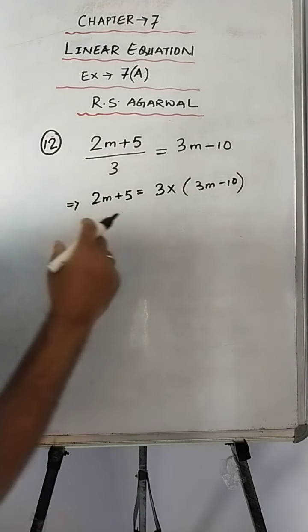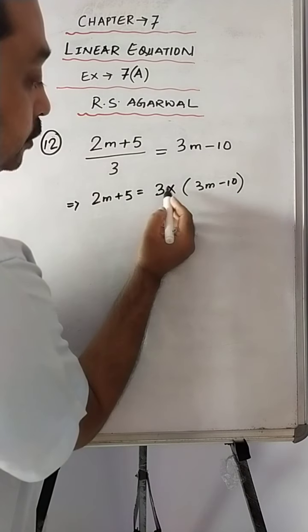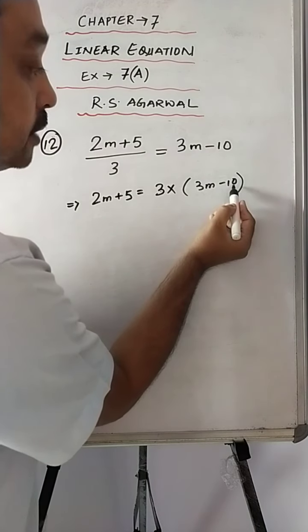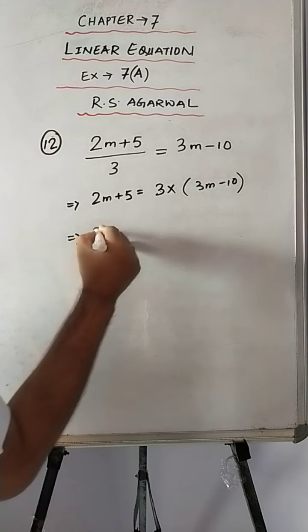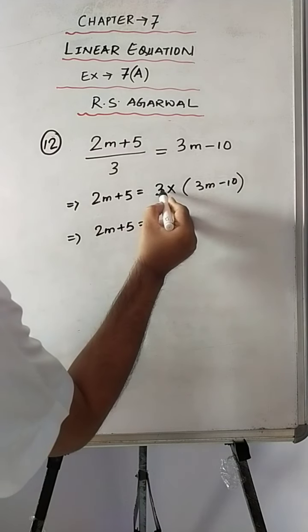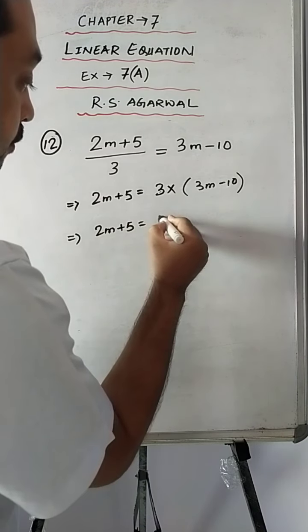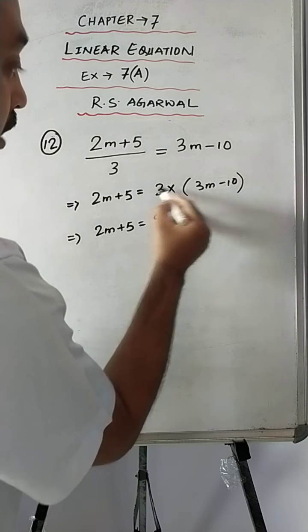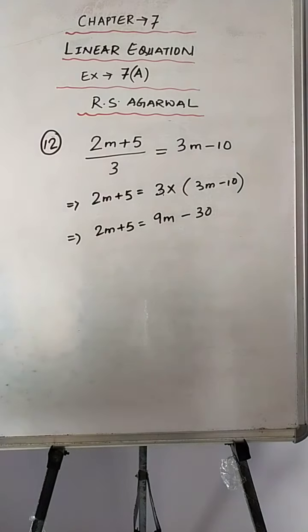Okay, just now we have learned how to multiply the monomial with the binomial. We have to multiply this 3 with all the terms inside the bracket, and we'll keep this 2m plus 5 as intact. Now we have to multiply this 3 with all the terms inside the bracket. That is 3 into 3m would look like 9m, plus minus is minus, 3 into 10 will get as 30.